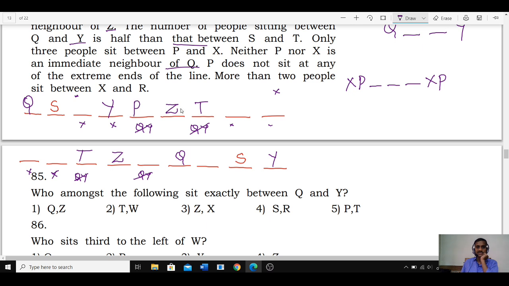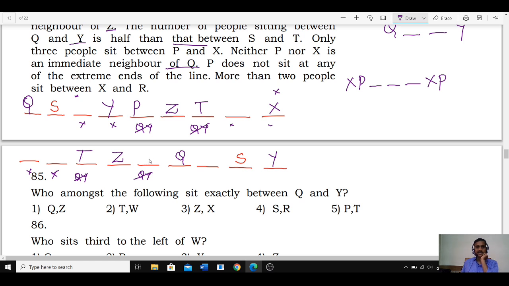If P is here, X will be here. Or if P is here, X will be here. But as P is not at the extreme ends of the line, P is at this place and X at this place. That works. Again, P and X have 3 between them. If X is here, 1, 2, 3, P must be here.